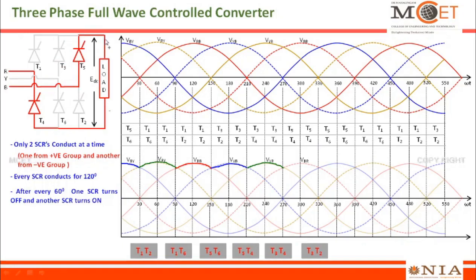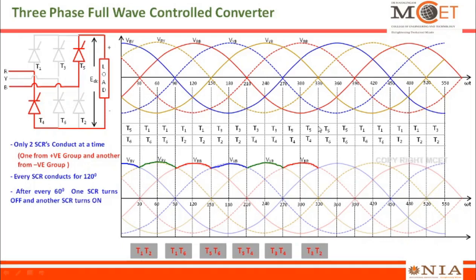Load voltage will receive this point of the load: the positive of the load is connected to Vb and the negative of the load is connected to Vr. So Vbr voltage will be appearing across the load, and the voltage which appears across the load is what is shown here.